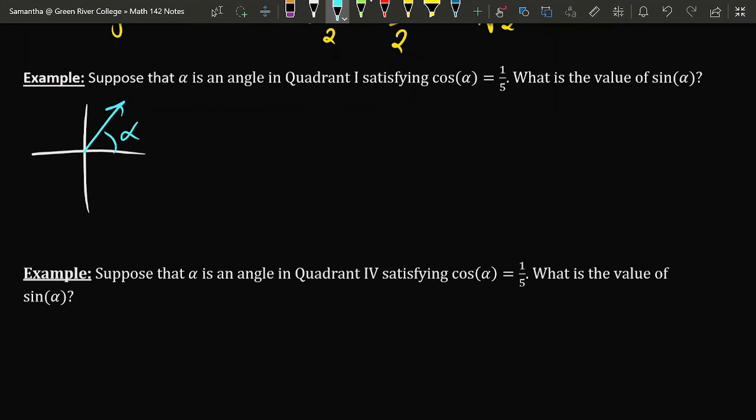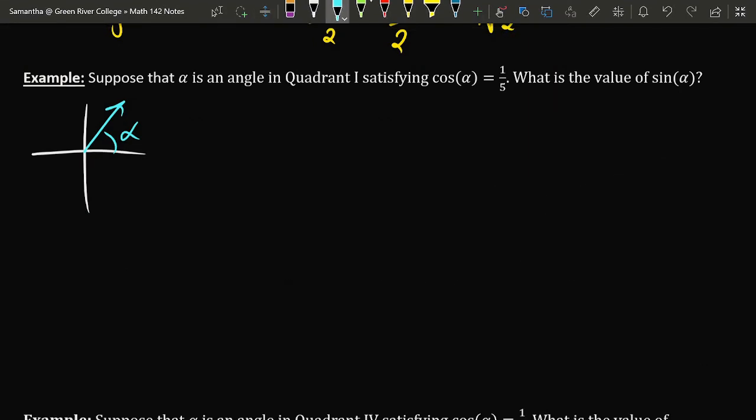Now we know that alpha is such that cosine evaluated at alpha is equal to 1 divided by 5. So let's try and figure out from that, what's the value of sine at the same angle? So let's figure out sine at the same angle using the Pythagorean identity, which contains sine and cosine with the same angle plugged in.